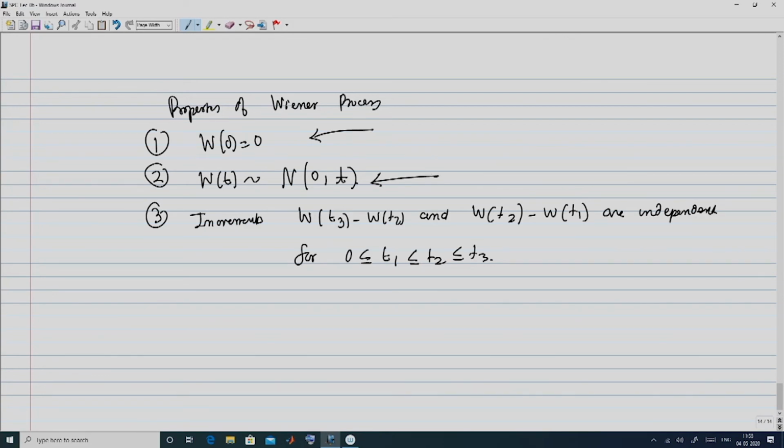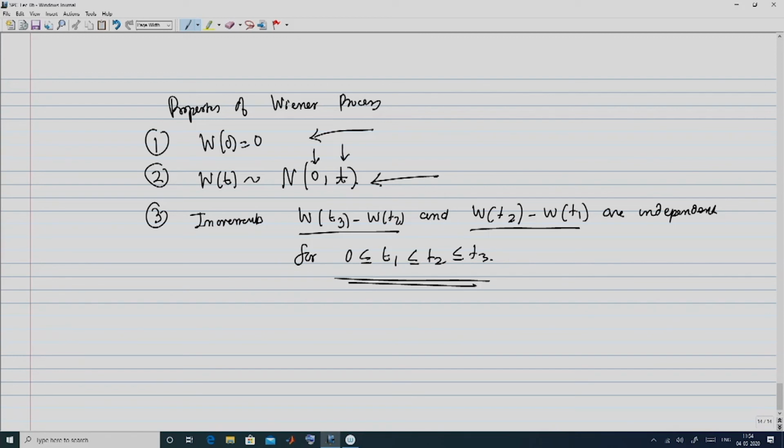So, that is why we defined the normal distribution earlier. And the mean of this is 0 and the variance is t. And the last one says that if we consider two non-overlapping intervals, T1 to T2 and T2 to T3, then the corresponding increments W(T2) minus W(T1) and W(T3) minus W(T2) are independent of each other.